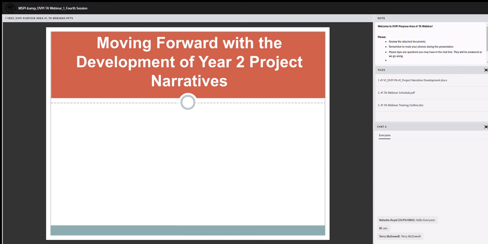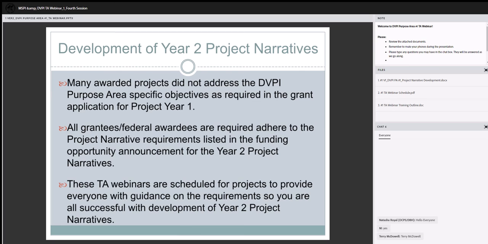So as you move forward into developing your Year 2 narratives, keep in mind that many awarded projects did not address DVPI purpose-specific objectives as required in the grant application for Year 1. That's why we told everyone to revise them, and now you no longer have to do that. Just make sure that as you move forward into Year 2, you address each and every one of those objectives. As we mentioned already, these TA webinars are scheduled for projects to provide everyone with guidance on the requirements so that you're successful with developing your Year 2 project narrative.